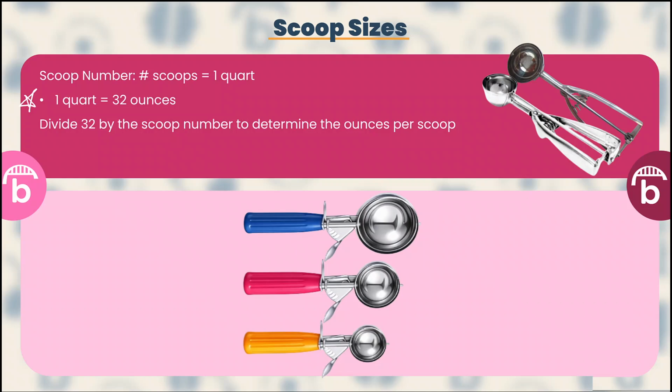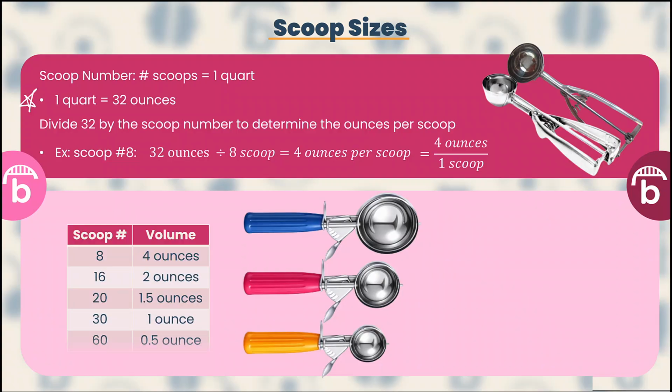Other RD prep courses expect you to memorize this without any context, but at Bridge, we know you'll remember the information better if you are given the context. So if you know the scoop number, just do 32 divided by that scoop number. That's going to give you the volume per scoop in ounces.